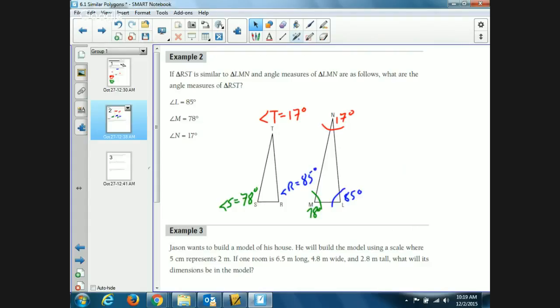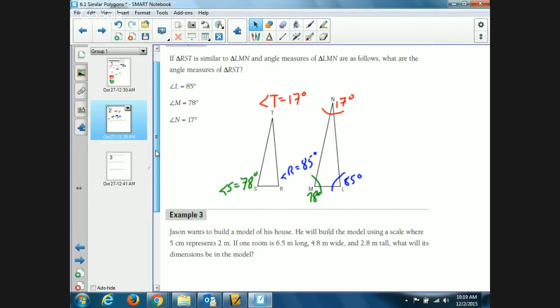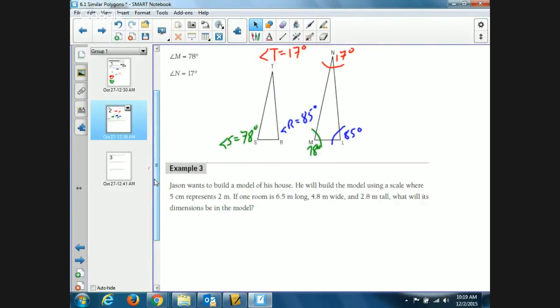Now, example 3. We're all on example 3 now. Jason wants to build a model of his house. He'll build the model using a scale where 5 centimeters represents 2 meters. That's important, because when you see the word scale, that's the left side fraction. If one room is 6.5 meters long, 4.8 meters wide, and 2.8 meters tall, what will the dimensions be in the model? Hey, this is sort of like that first page problem.